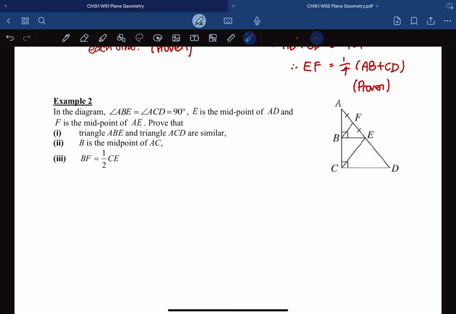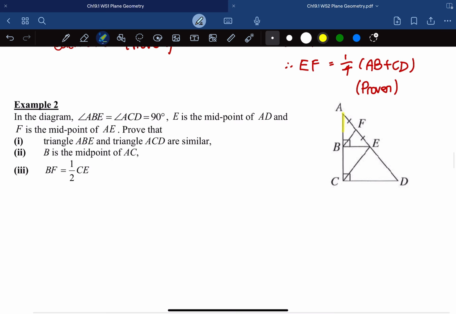Okay, prove that triangle ABE, so let's highlight this to be clear. I highlight triangle ABE. This is the triangle I want to show. Triangle ABE and triangle ACD, this big triangle here, are similar. Okay. So how do I do that? I think this is a very, very common type of proving question again.